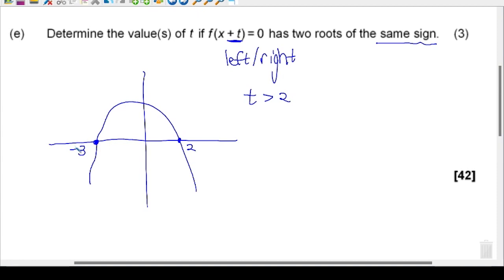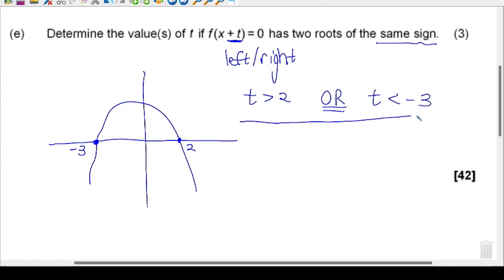Alternatively, I can move it right by more than 3. Now remember, to move it right, I actually need to be subtracting. So I would want things like f of x minus 4, f of x minus 5, even f of x minus 3.1. All right? I need values that are more negative than negative 3. In other words, t must be less than negative 3. Okay, t less than negative 3 will move the graph more than 3 to the right.